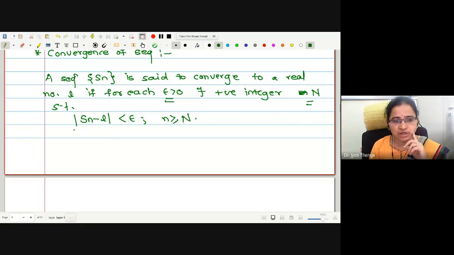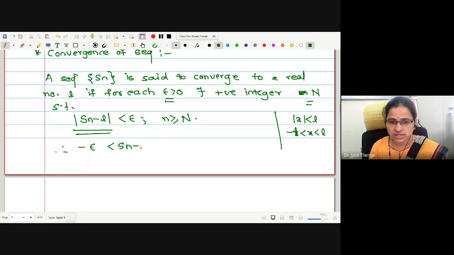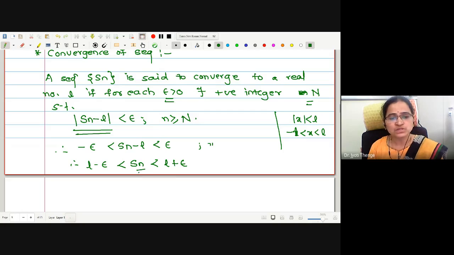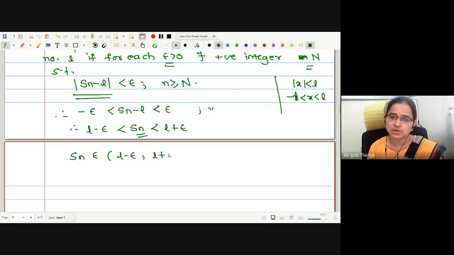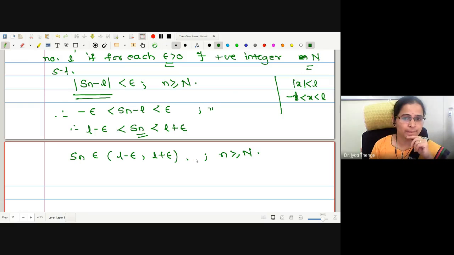What is the meaning of this statement? Whenever I write mod x is less than L, it means minus L less than x less than plus L. Similarly, here it is minus epsilon less than Sn minus L less than plus epsilon, for all n greater than or equal to N. Let me add L throughout. Therefore, it gives us L minus epsilon less than Sn less than L plus epsilon. This means all the sequence points should lie in the open interval L minus epsilon to L plus epsilon, from n greater than or equal to capital N.